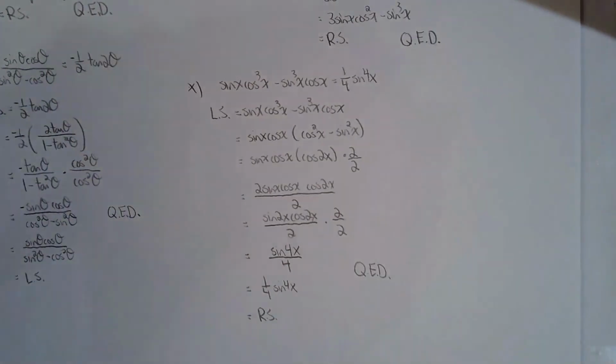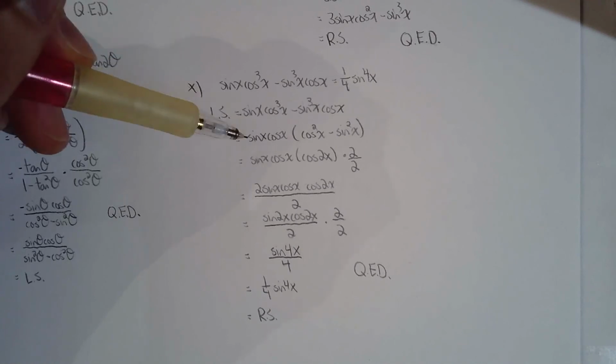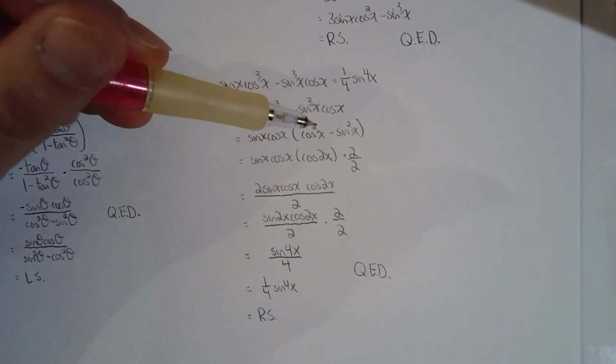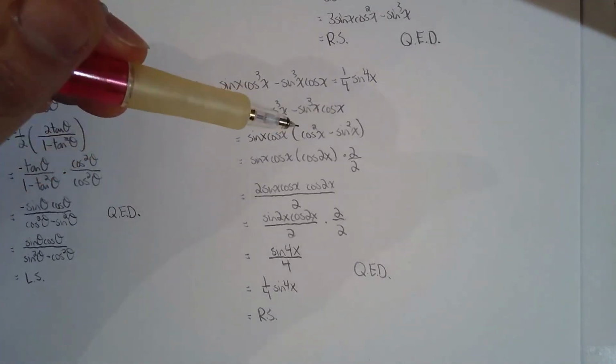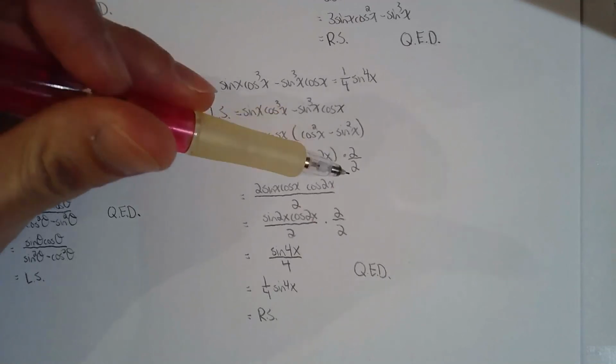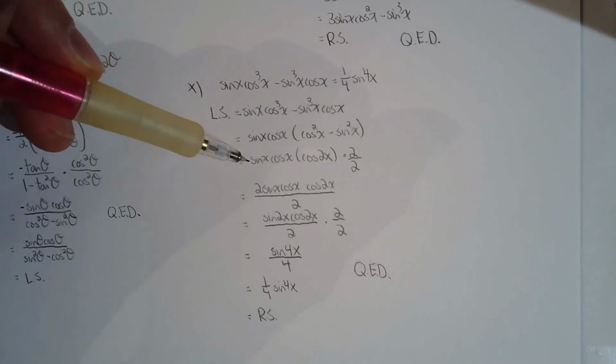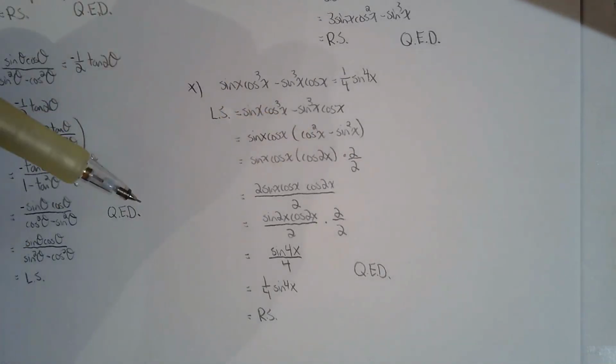Last one, X. Okay, so X is really nice. So I factored out sine x cos x. That was my common factor. And then I saw cos squared x minus sine squared x. And once I see that, I think of the double angle formula for cosine. Multiply numerator and denominator by 2. Because I saw that, oh, sine x cos x, I can change that to sine 2x. I just need a 2. So multiply numerator and denominator by 2.